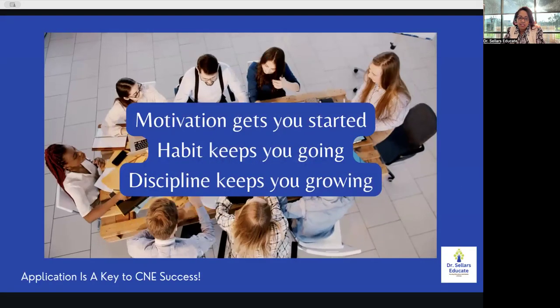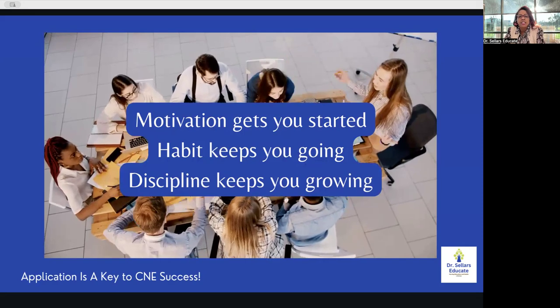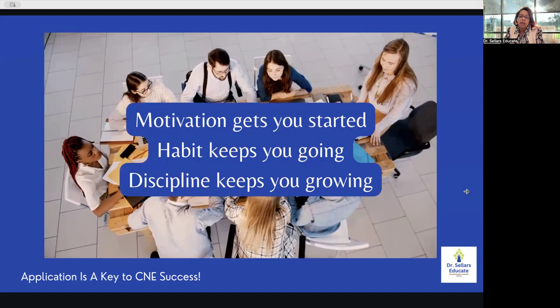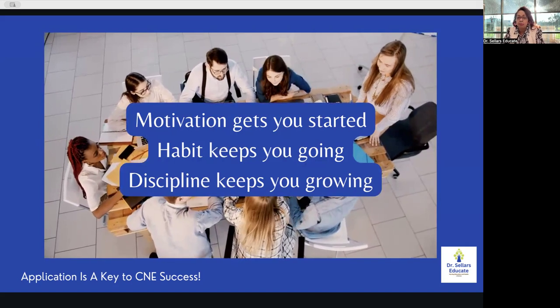Motivation gets you started. Habit keeps you going, and discipline keeps you growing. This was a quote that we talked about when we explored application. So application is a key to success. That's where we started. And now we have leveled up, right? We've leveled up to integration. You now understand how we apply the concepts and really why we apply these concepts in our everyday teaching strategies with our students. Now we want to talk about integration. How do we integrate? Why do we integrate? And how do we integrate?